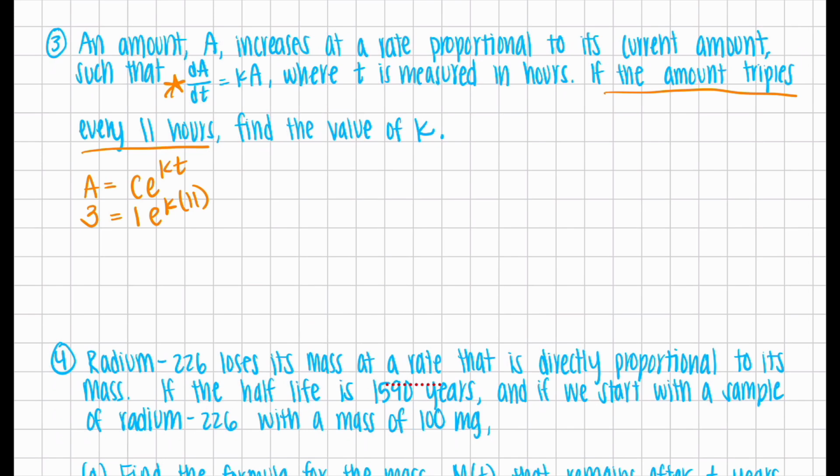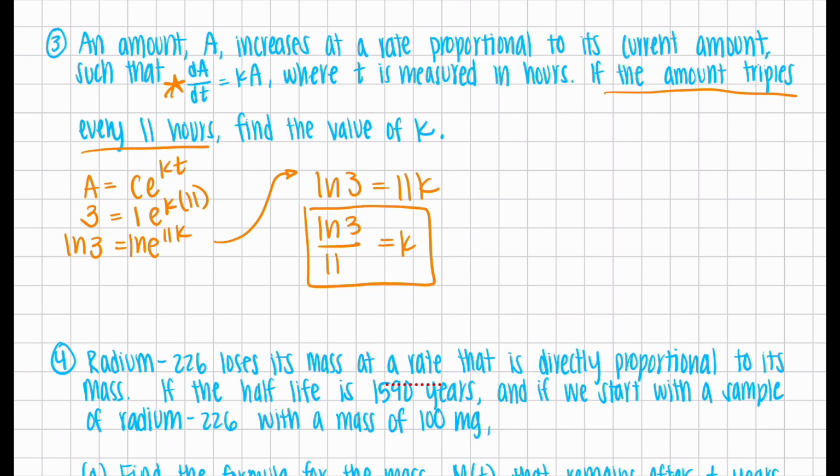And from here, we can solve for K. So I get 3 equals e to the 11K. I'm going to natural log both sides. We get natural log of 3 equals 11K. Divide by 11 on both sides, and K is the natural log of 3 over 11. We have one more example.